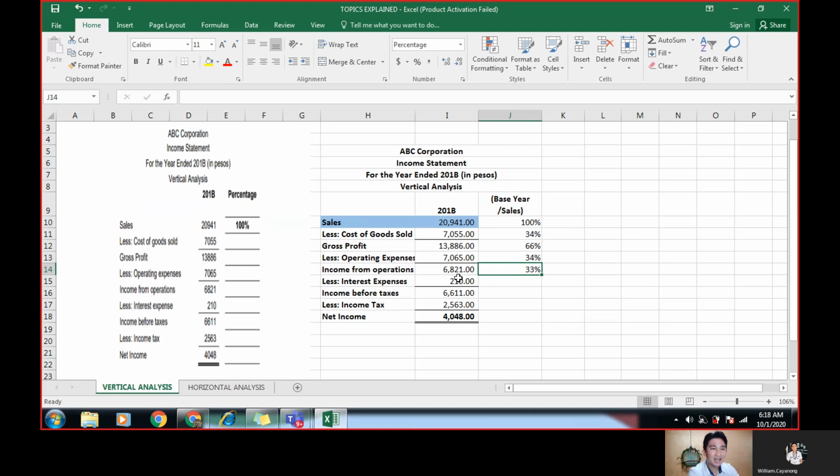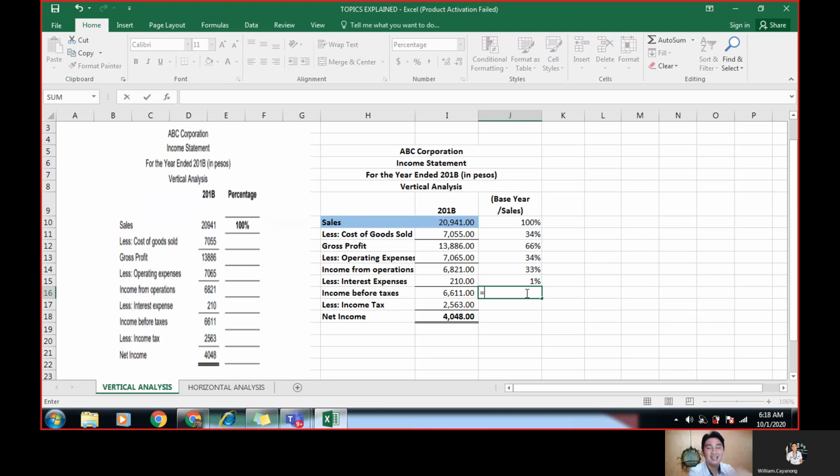Okay, now we have interest expenses. Actually, if we are going to make a loan in the banks, nagkaka-interest tayo. Therefore, isa din siyang expenses sa company. So from the 33%, it will be reduced by the interest expense. So ilang percentage kaya ito? Divide natin, same formula pa din, divide the 20,941. So that's 1%. So we have now an idea that 33% will be reduced by 1%.